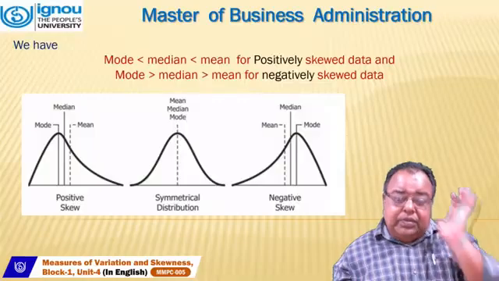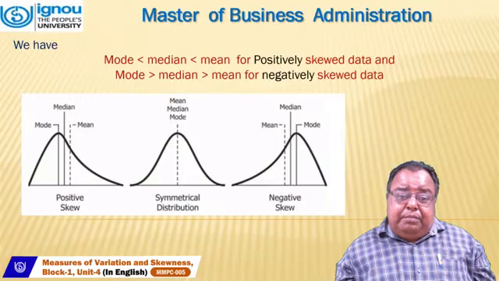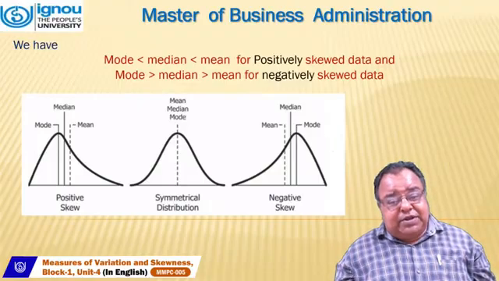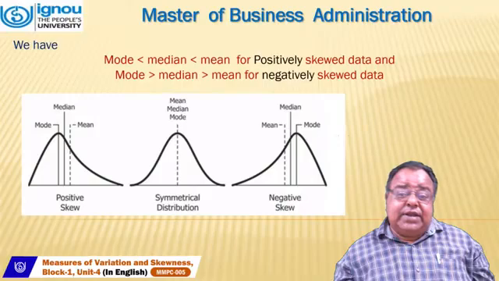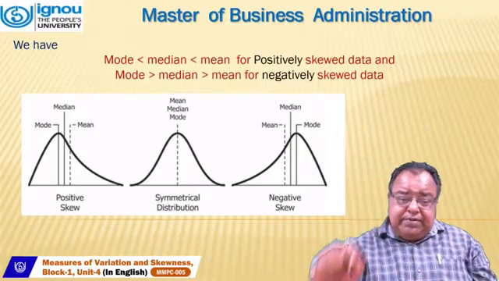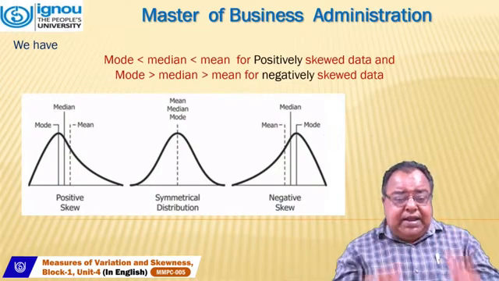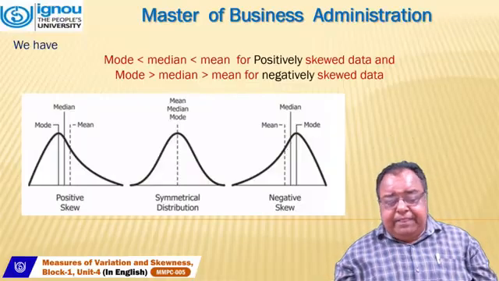Now we will see. Here you can see, if the mean is the greatest and the mode is the lowest, and the median is in between, it is positively skewed. And if the mode is the greatest and the mean is the lowest, it is negatively skewed. In the center one, you can see it is bell-shaped, symmetrical, 50% on the left, 50% on the right. In that case, we can say that mean, median, mode, all three are equal.